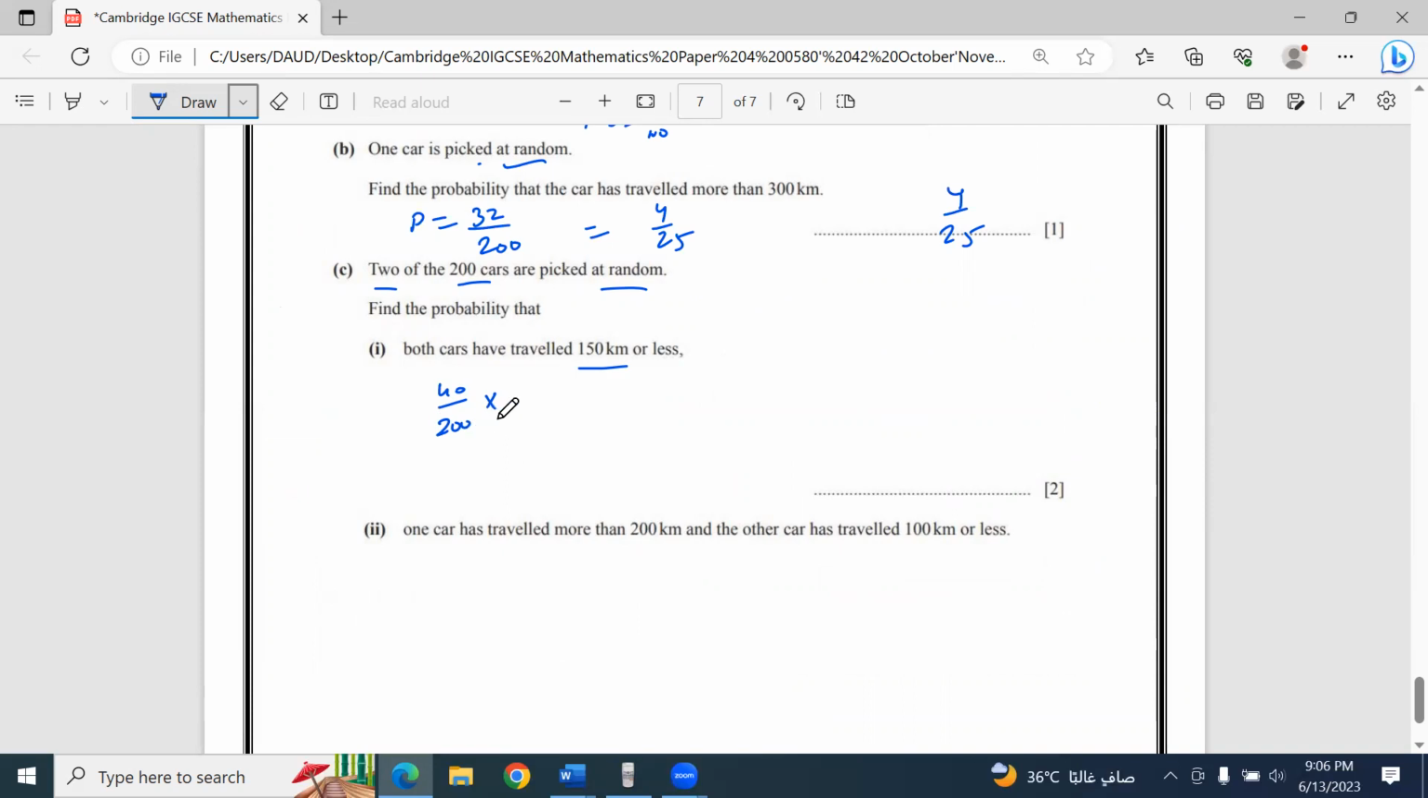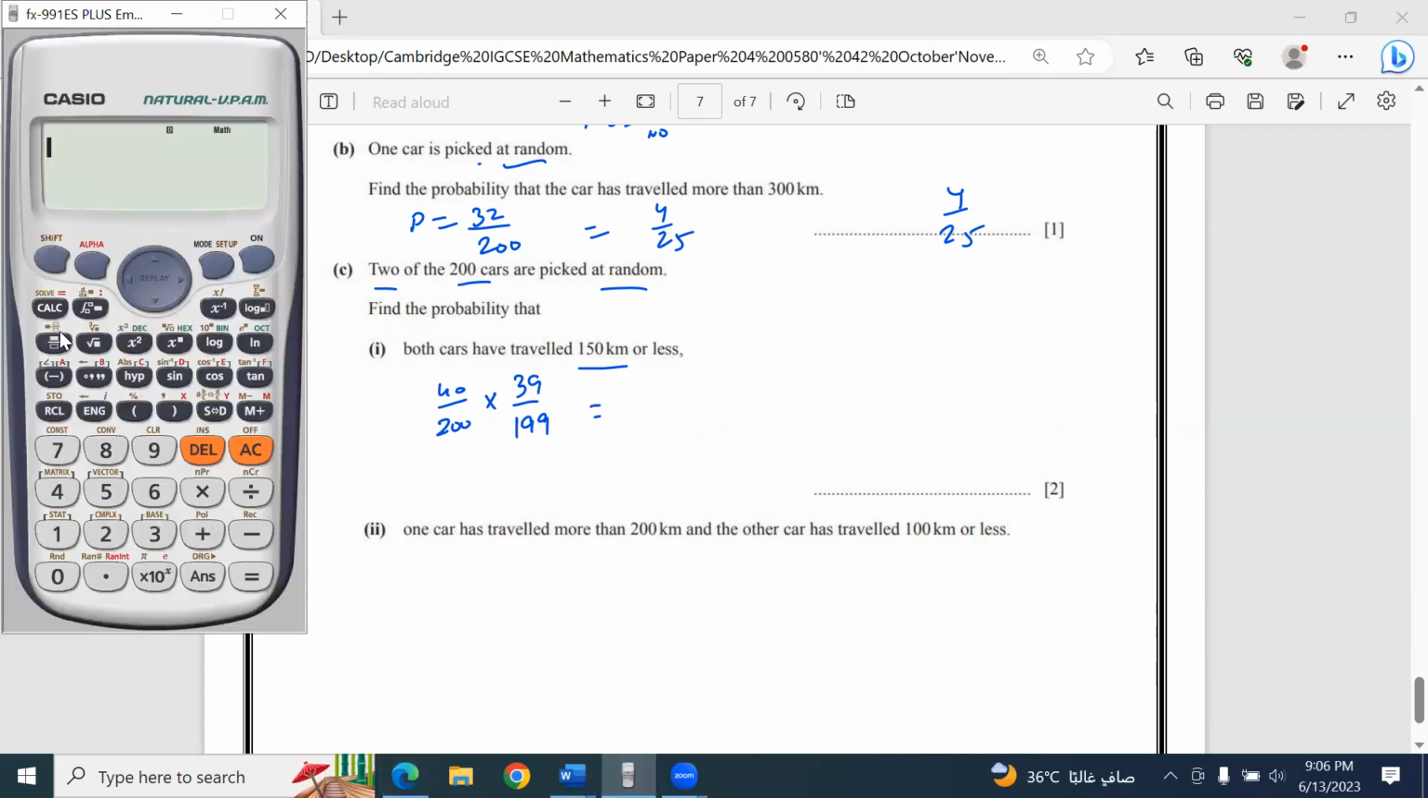Remember that this probability affects the second probability. When you choose the second car, the total outcomes will be one less. So now they say two of the 200 cars. So again it will be 199 and here 39. After this you can check in the calculator. So we have 40 over 200 multiplied by 39 over 199. That gives me the simplest form, 39 over 995.